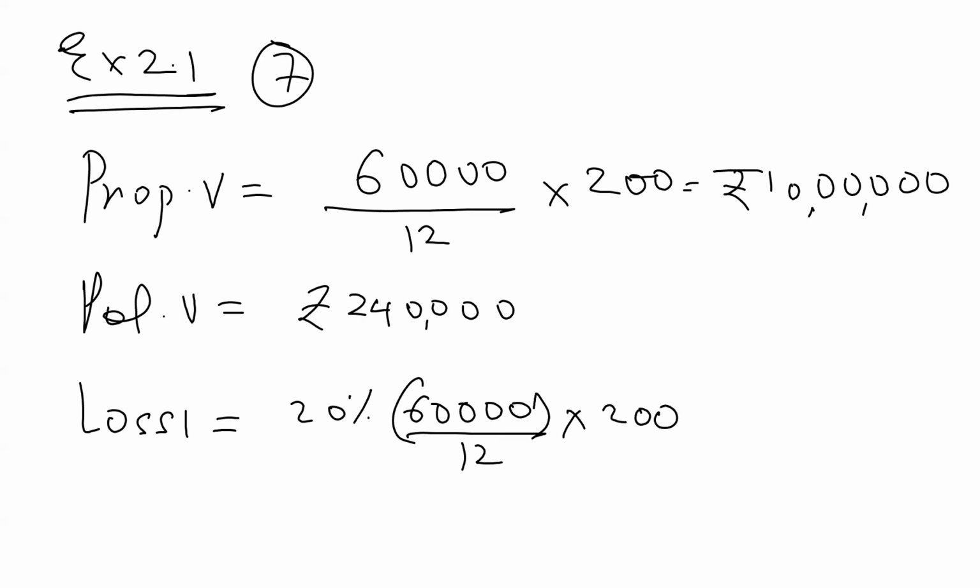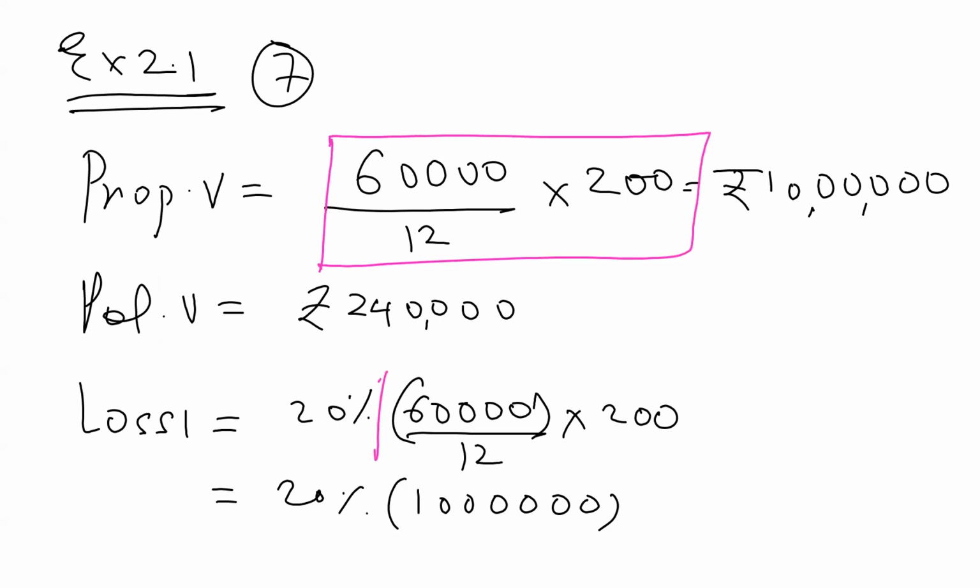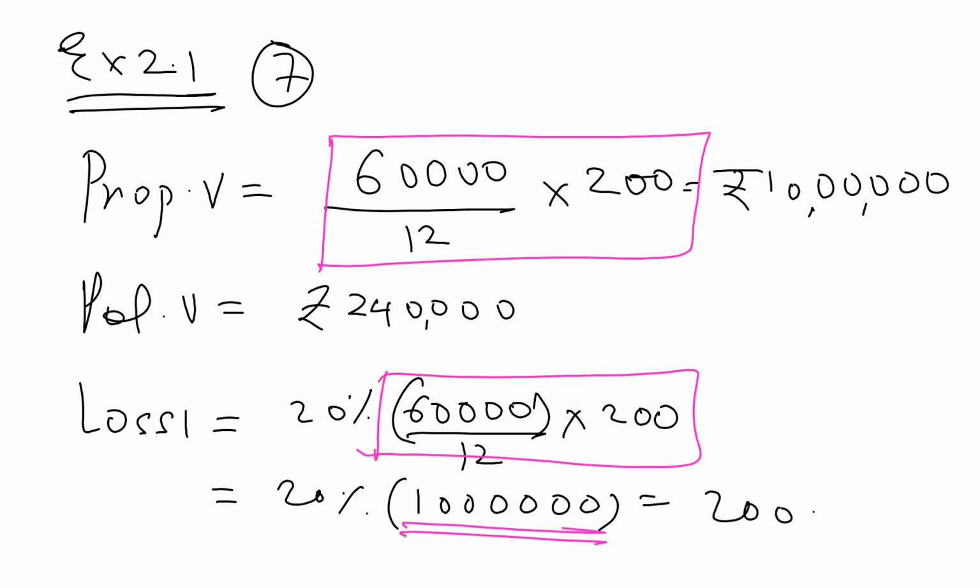If we calculate this, it will give us 20% of 10 lakh, because I have already calculated the value over here: 60,000 upon 12 into 200. This value is already 10 lakh. So you can use that shortcut. 20% of 10 lakh will be 2 lakh. So this is loss one, which is the upfront loss.